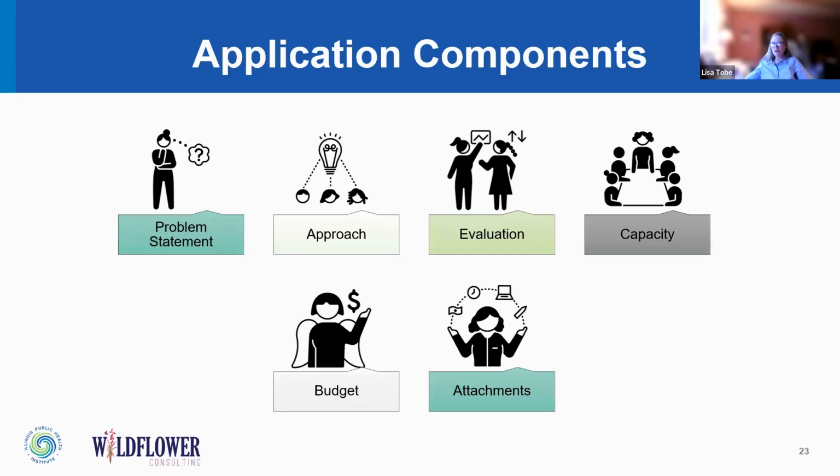They're going to want to know, how are you measuring this? How do you know it's working, if it's successful? The logic model is a tool you can use to do that as well. They want to know the capacity of your organization or your community to do the work. They're going to check on your budget, and there's going to be some attachments that they've got.